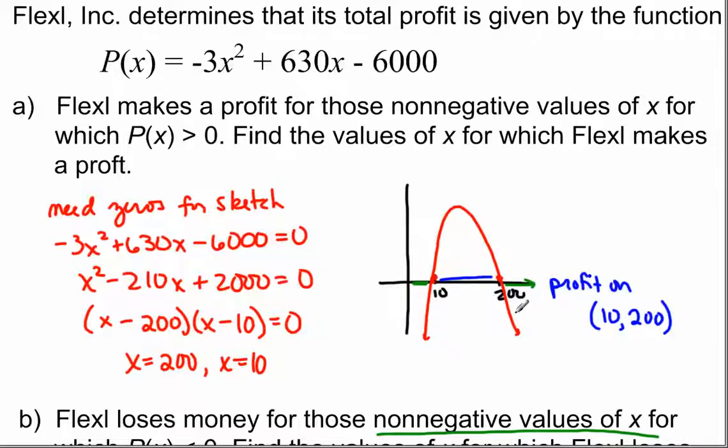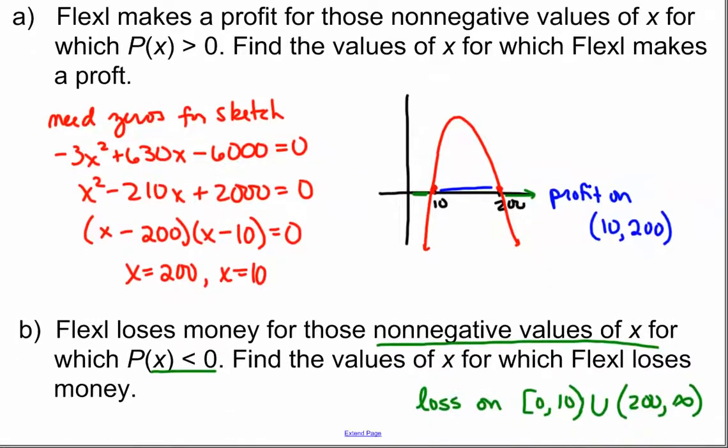It's a downward opening parabola through those zeros, so that's a quick sketch of my profit function. And we get a profit when p of x is greater than 0, right? So we want this section right in here, where I'm above the x-axis from 10 to 200. And then it says they're going to have a loss if I have a non-negative value of x for which p of x is less than 0. So we want the sections where we're below.